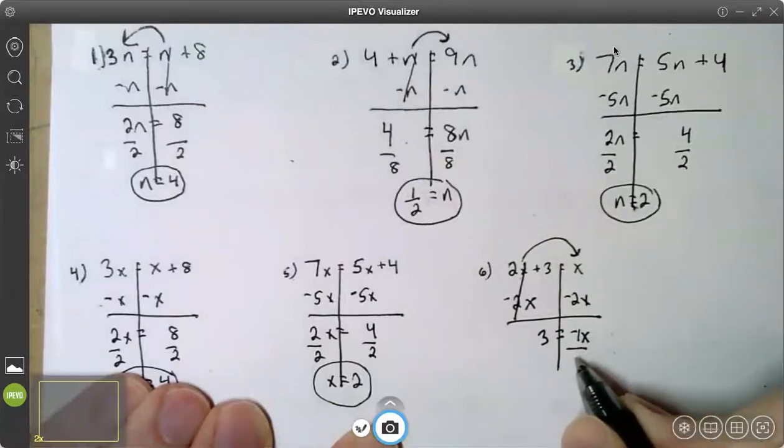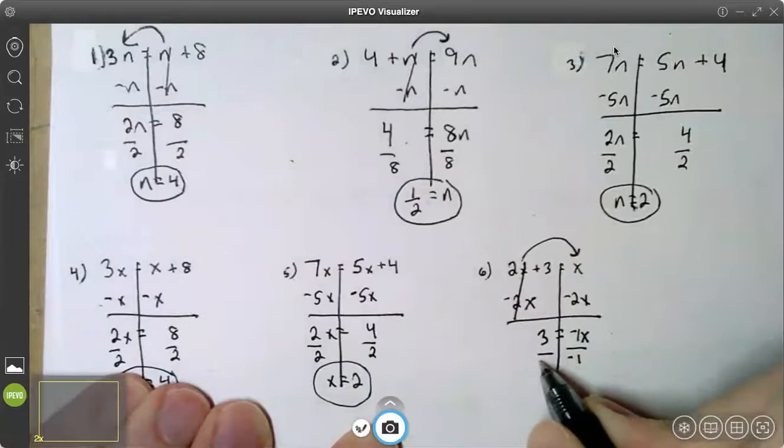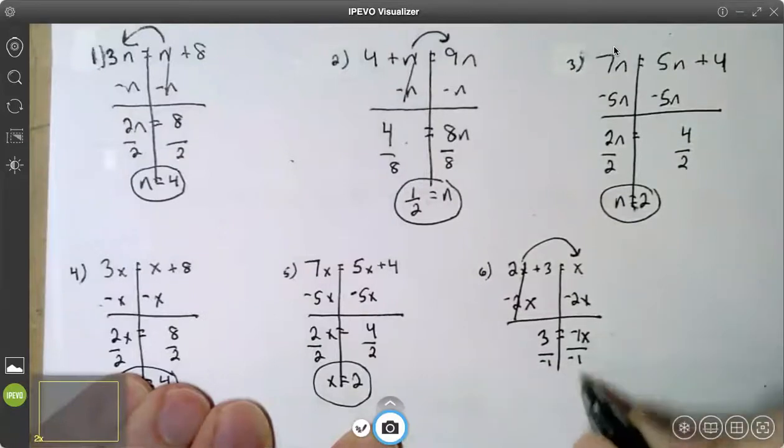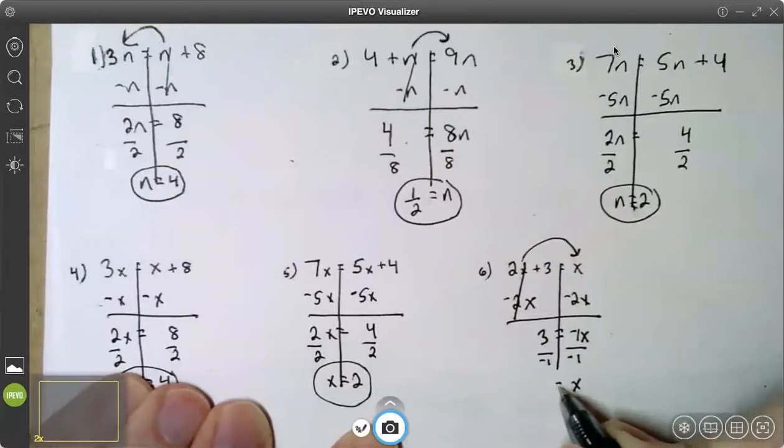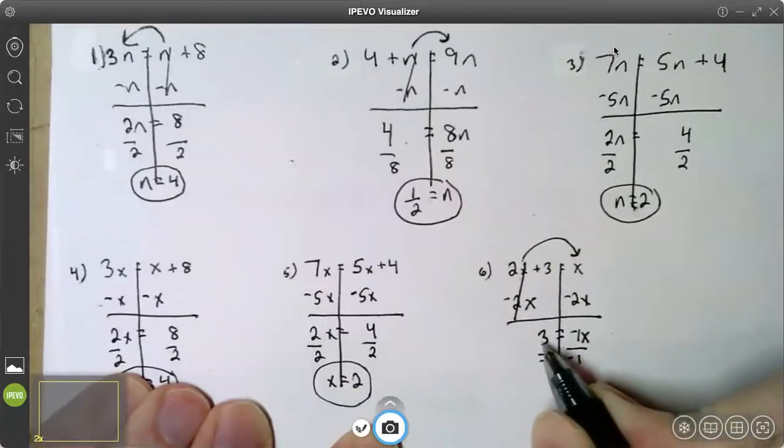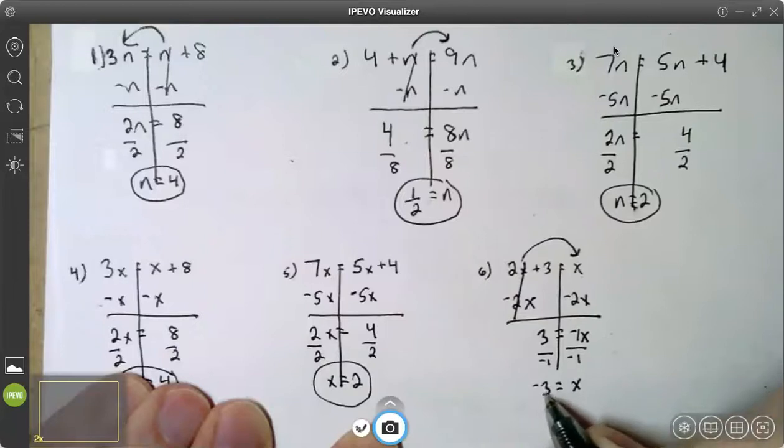So x is not by itself. I need to divide both sides by negative 1 to get rid of that negative sign. Negative 1 divided by negative 1 is positive 1x. Now I have x by itself. 3 divided by negative 1 is negative 3. So your answer is negative 3.